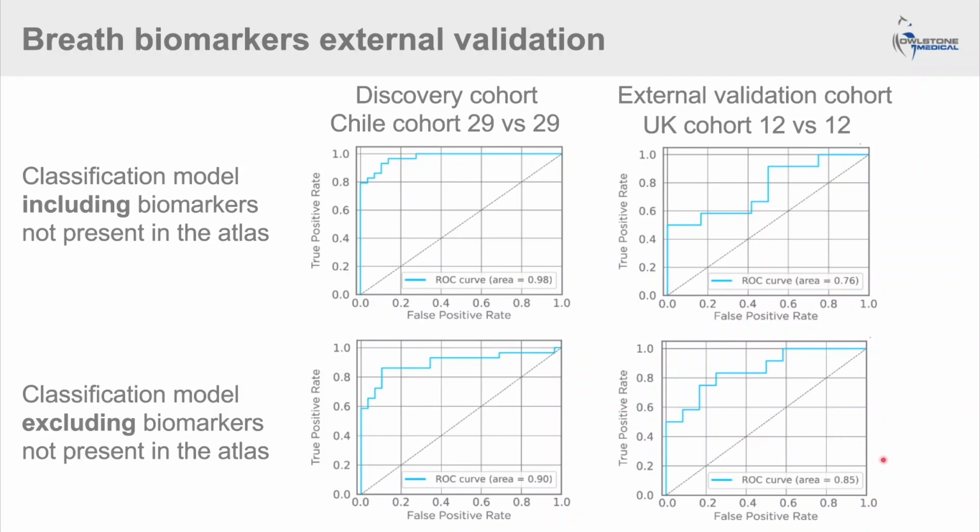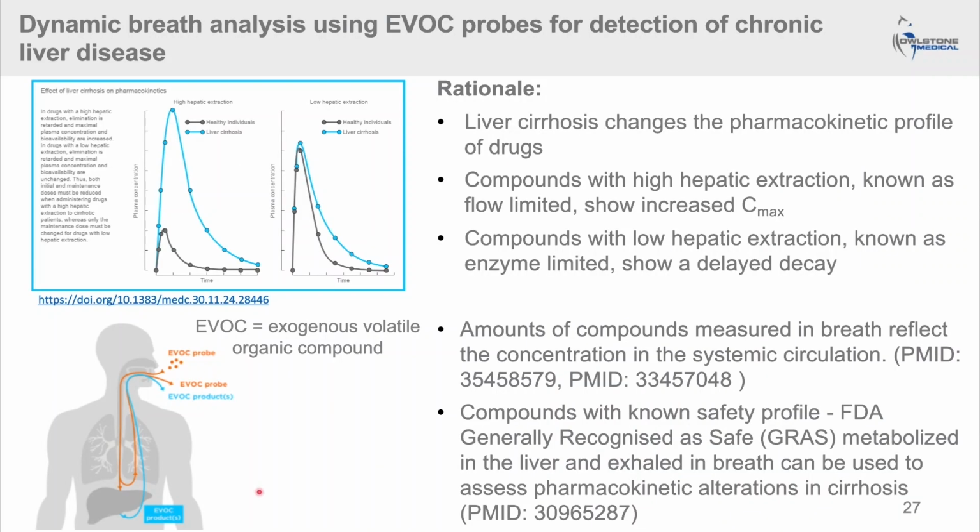However, if we externally validate this model on the UK cohort, we can now see an AUC of 0.85, retaining excellent classification performance. This suggests that implementing biomarkers that are present in the atlas, and therefore more common in breath, is more useful for generating a test that is generalizable and therefore useful in clinical reality.